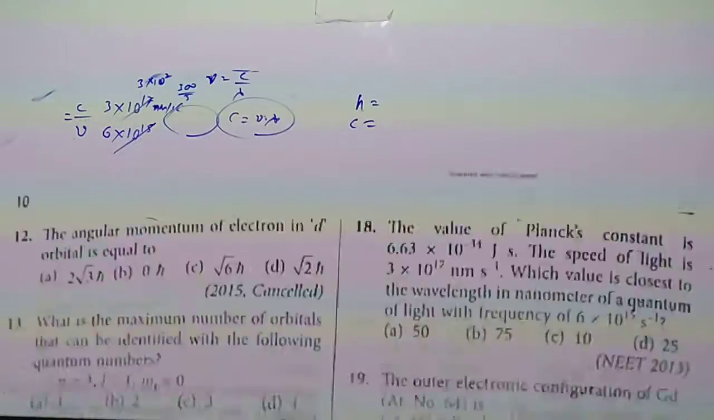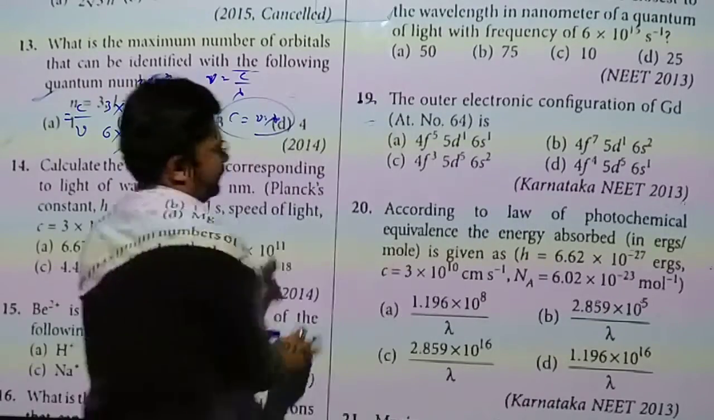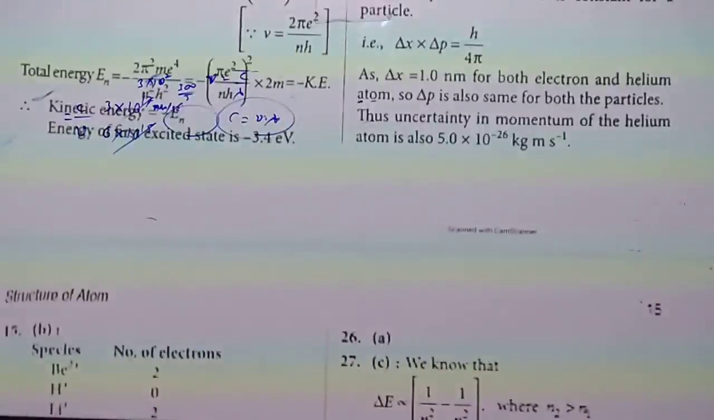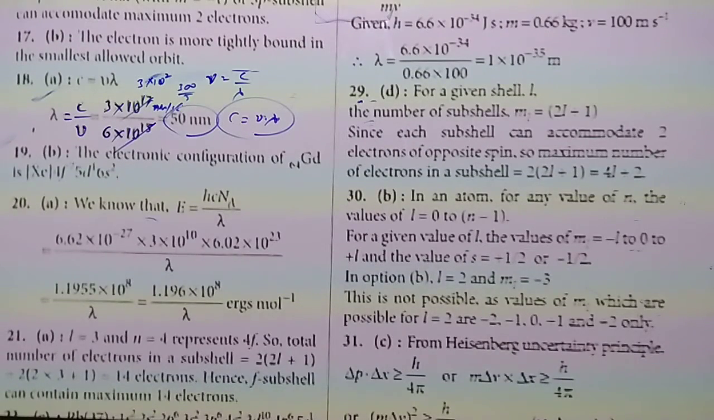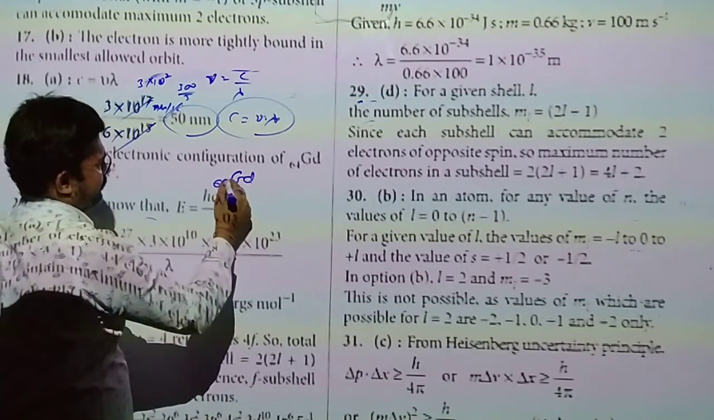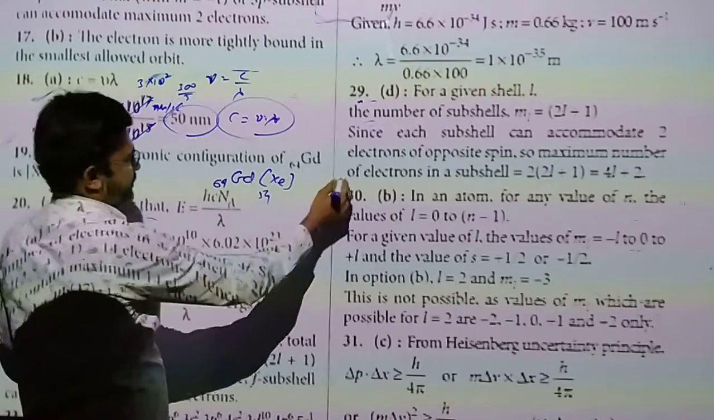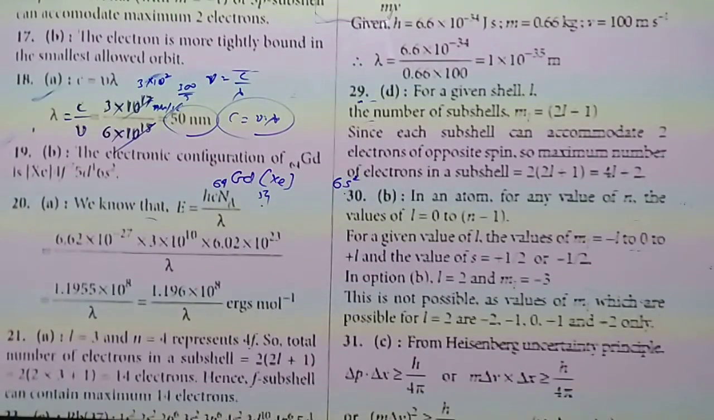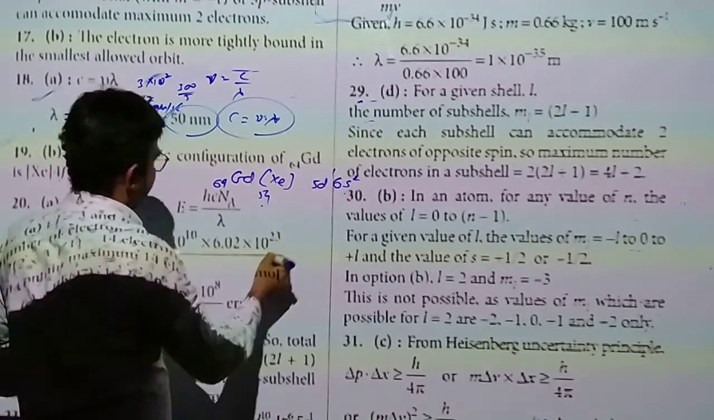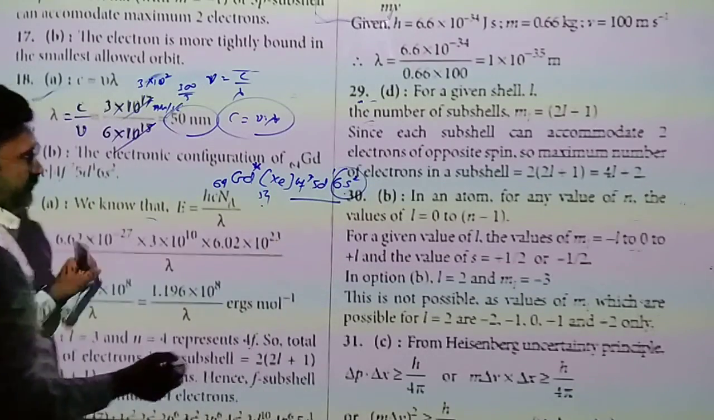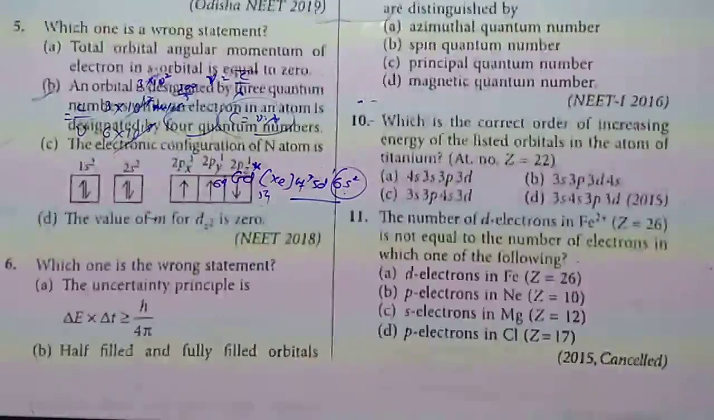Now question number 19. The outer electronic configuration of gadolinium, atomic number 64, is... For gadolinium, with atomic number 64, the inert gas before gadolinium is xenon, 54, then 6s2, 54 plus 2, 56, then 5d1 and 4f7 from our table. Exceptional: 6s2, 5d1 and 4f7.